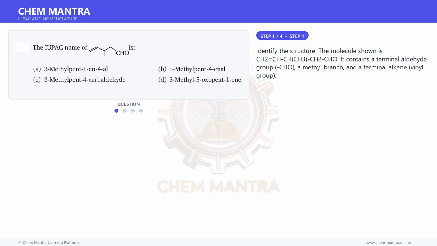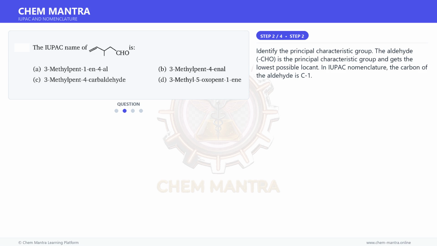Identify the structure. The molecule shown is CH2=CH-CH(CH3)-CH2-CHO. It contains a terminal aldehyde group, CHO, a methyl branch, and a terminal alkene, a vinyl group. Moving on to the next step.